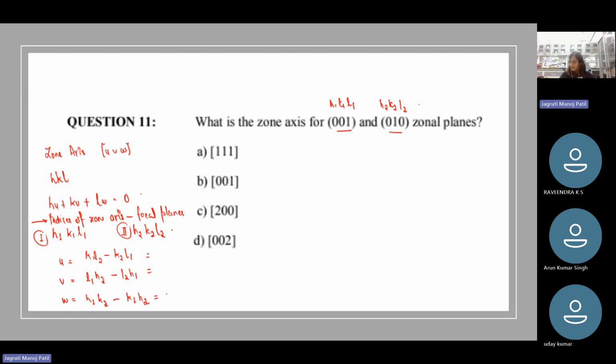Well, if you see, K1 and L2 both are zeros. K2 is 1, but it's eventually multiplied with 1. So then you get this as minus 1. Do you? K2, and then you have minus K2 L1.